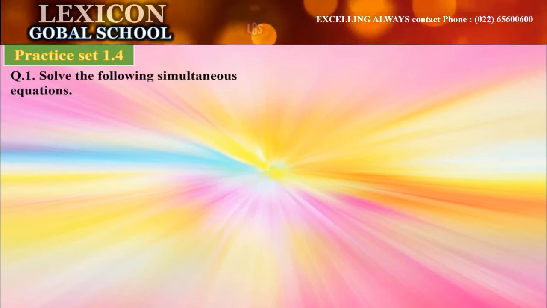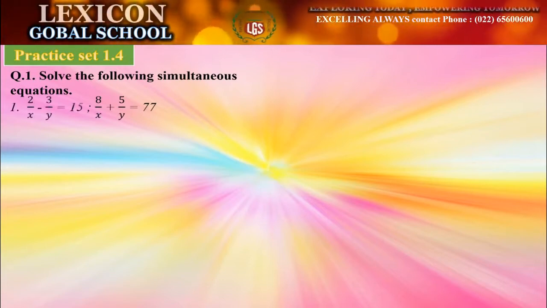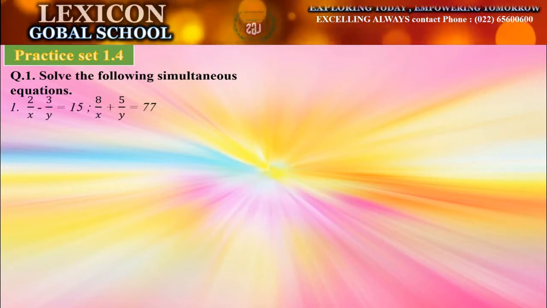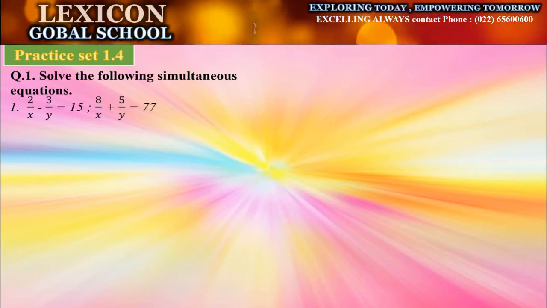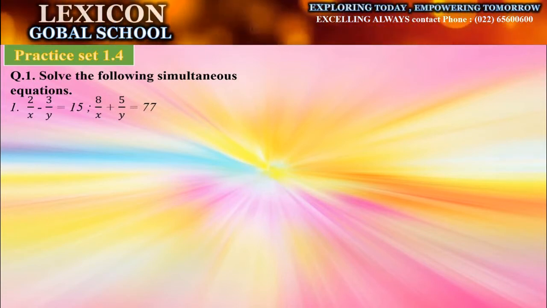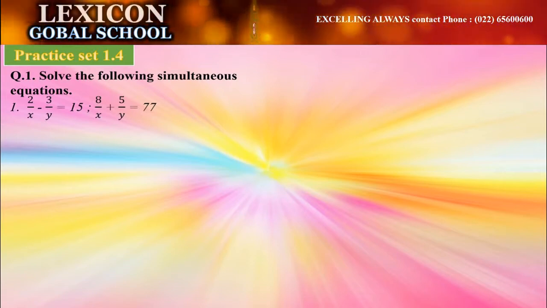So let's start practice set 1.4. Your first sum says solve the following simultaneous equations. The first equation is 2 upon x minus 3 upon y is equal to 15. The second equation is 8 upon x plus 5 upon y is equal to 77. As you can see, the variables are in the denominator.